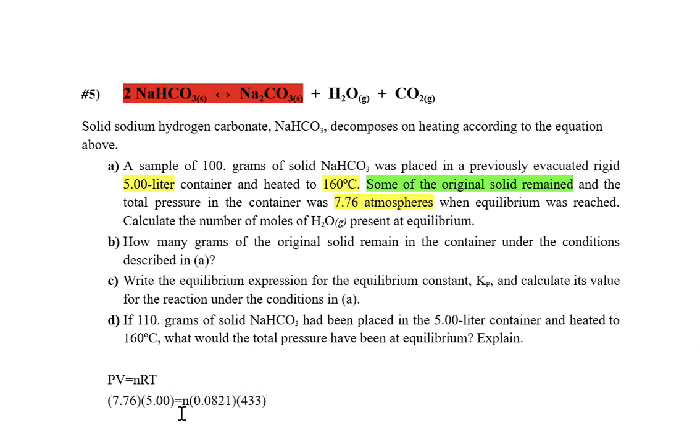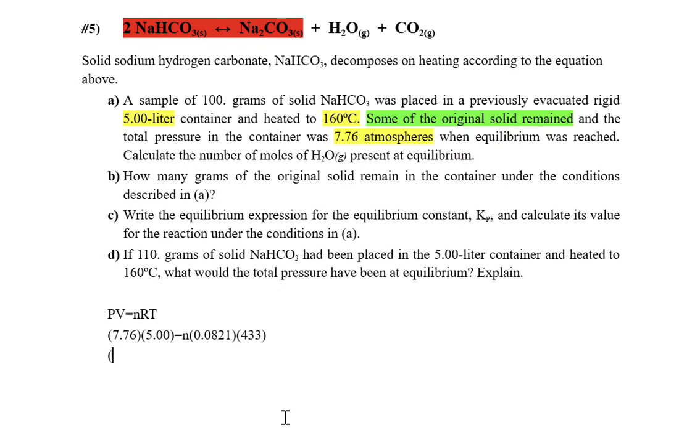So actually, what we can do is rewrite this. How I would rewrite it is 7.76 divided by 0.0821 and 433. There we go. So now when we type that into our calculator, let's see what we get.